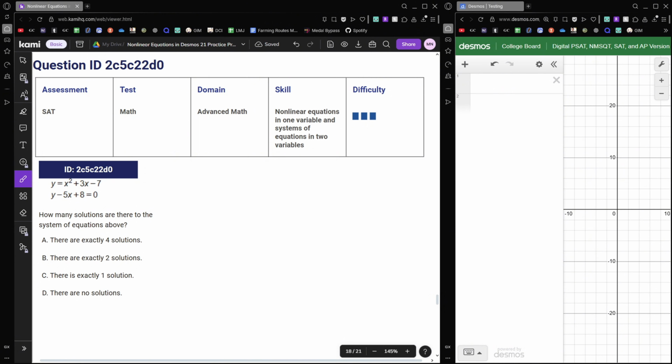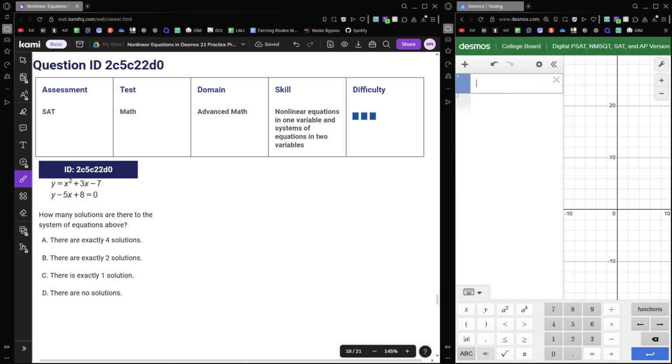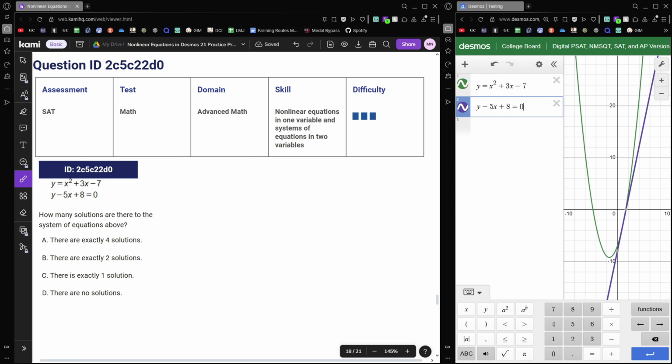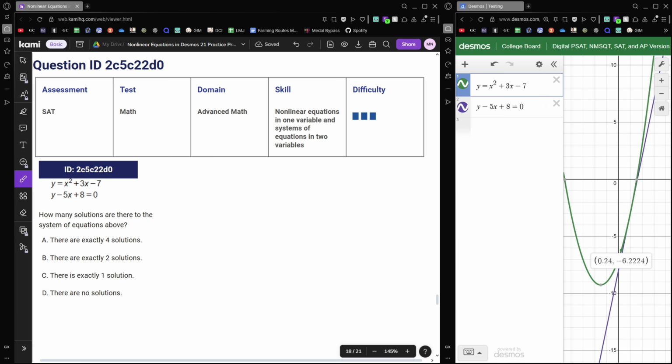Question number 18. How many solutions are there to the system of equations above? Let's go ahead and type our equations into Desmos. Y equals x squared plus 3x minus 7, and y minus 5x plus 8 is equal to 0. Now our solutions are going to be at the points where they intersect. So here they intersect at just 1 point. So that means that there's only going to be one solution, which means our answer is C.